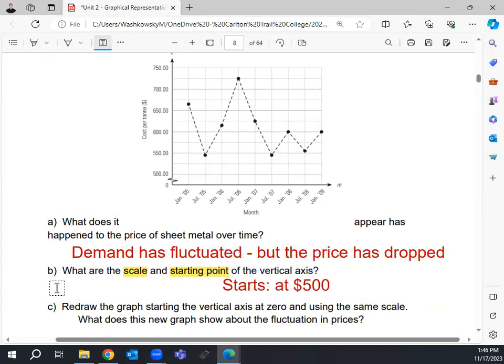But what about the scale? What does that mean? What's the scale measuring? Yeah, so it's going up $50 at a time. So the scale would be $50. So it's looking at the difference between your points here. So I can see that it's going up $50 at a time. And I know I'm looking at the dollar amount because it says the vertical axis, right? The one that's going up.